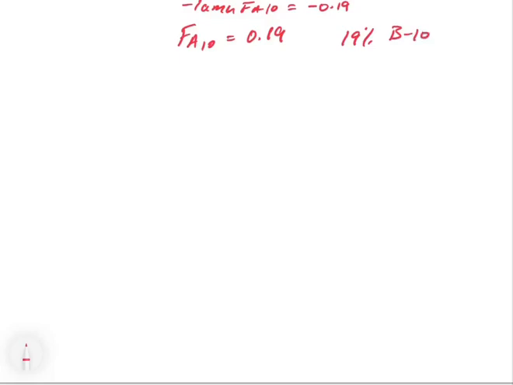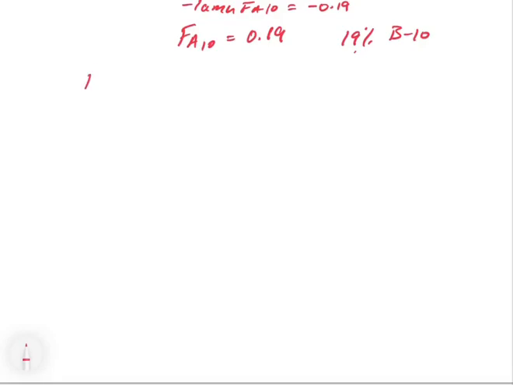we're going to get that the fractional abundance of 10 is equal to 0.19. What we had here was minus 1 AMU times the fractional abundance of 10 is equal to negative 0.19. So when I divide both sides by negative 1, I get a positive 0.19. So we now have the fractional abundance of 10 equal to 0.19. So this is going to be 19% of the boron 10 isotope. And remember, the fractional abundance is the same thing as a percentage. If we multiply this by 100, we go from the fractional to the percentage.